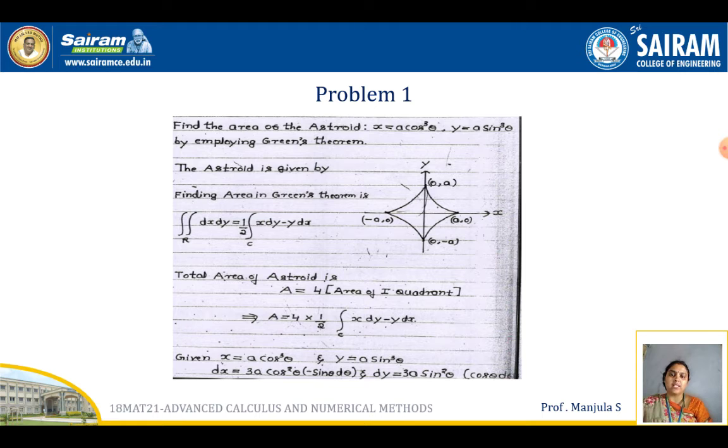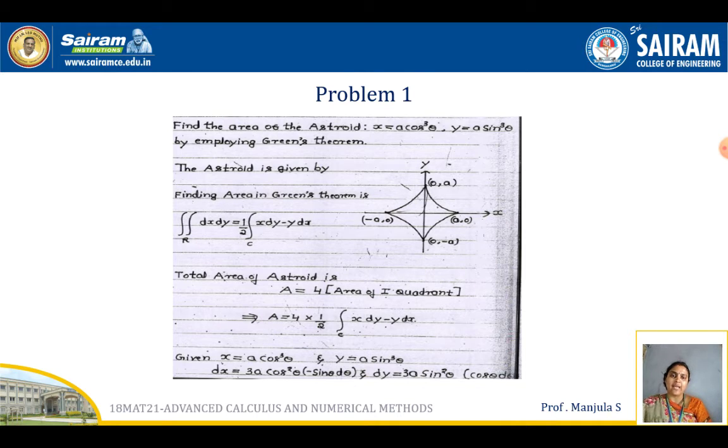By using Green's theorem, the formula to find the area is already there, so we'll use that formula and go for finding the area. The asteroid is given like this. So this is the diagram of the asteroid. Finding area in Green's theorem, the formula will be like this: double integration over R dx dy, which equals 1 by 2 integration over C of x dy minus y dx. This is the formula we are using to find the area in Green's theorem.